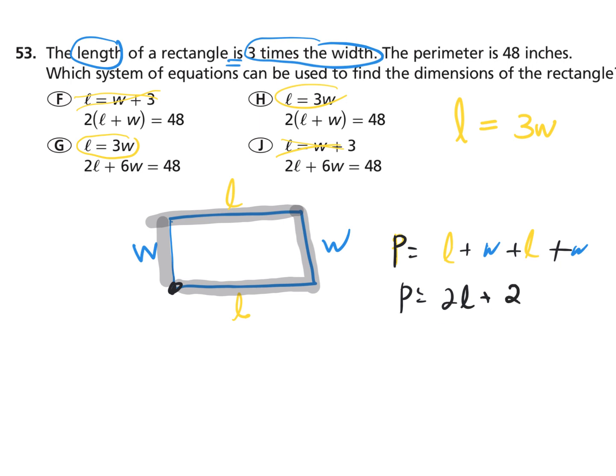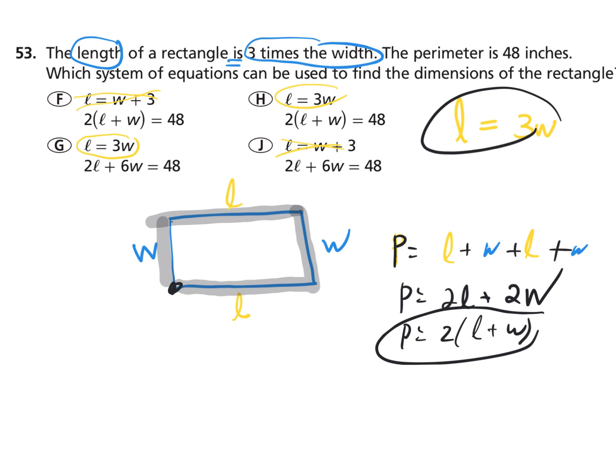Now, do we see that anywhere? Perimeter equals 2L plus 2W. Definitely not here. How about here? Oh, if we distribute, this would be 2L plus 2W. In other words, we can think of this as 2 times L plus W. So, there's our system. Choice H.